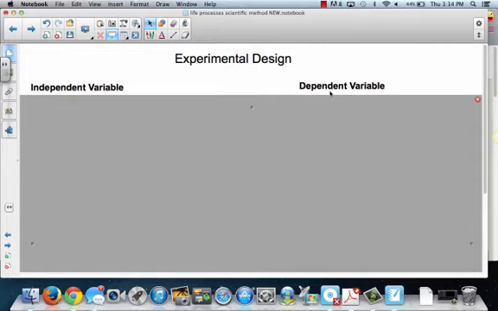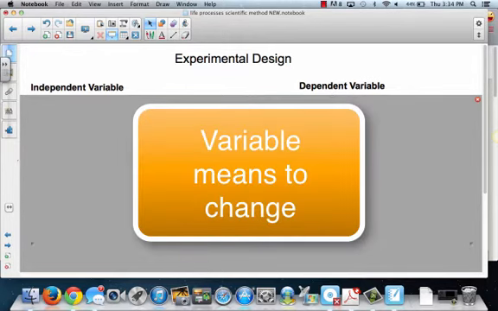There is going to be the treatment that you're giving the experiment, or the change that you're giving the experiment, and its effects, which is the dependent variable. So I want you to write these two variables down. They're the only things in the experiment that are going to change. That's what variable means, to change.